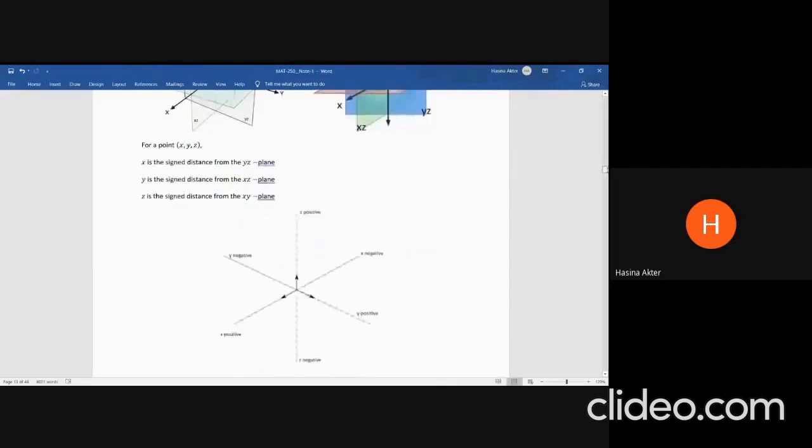So we understood that there are 8 octants. Since all those 8 rooms together give us the concept of XYZ space, the 3D space, now we need to understand how we study a point in that 3D space. If we have something in that space, how do you understand that?